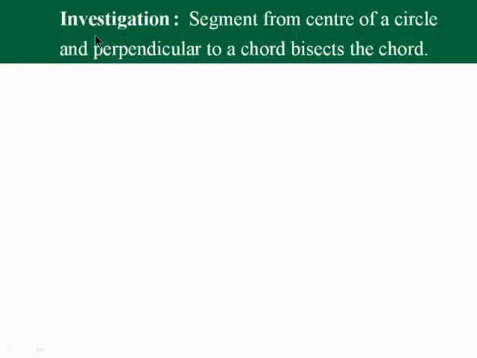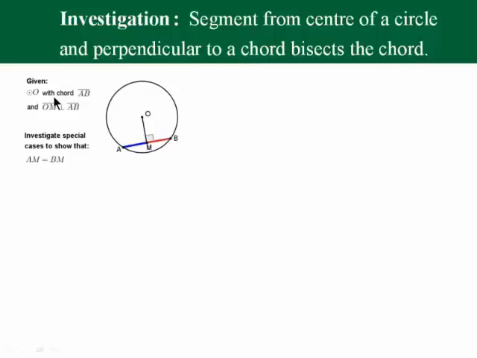We focus now on the following investigation. Here we want to investigate the statement that the segment from the center of a circle and perpendicular to a chord bisects the chord. So we are given a circle with center O, the line segment AB as a chord, and furthermore line segment OM perpendicular to line segment AB.